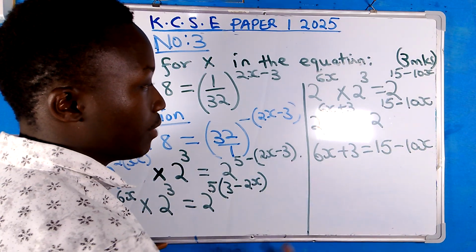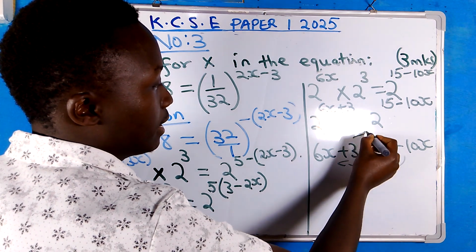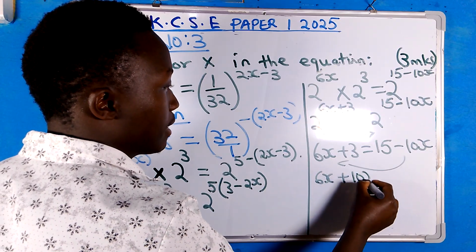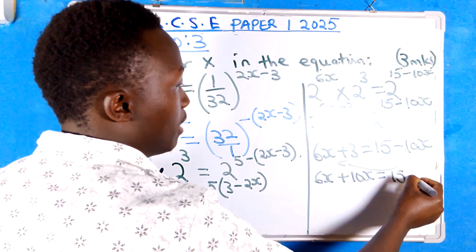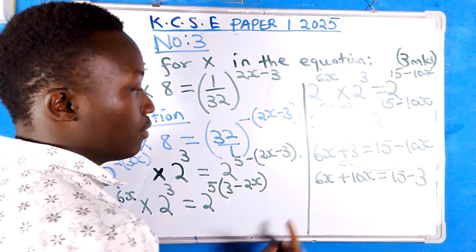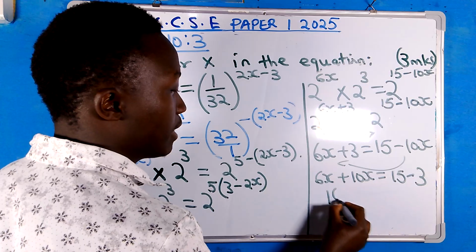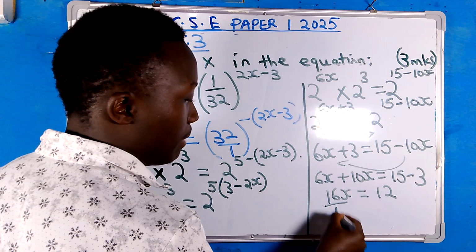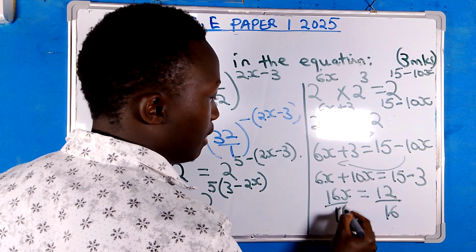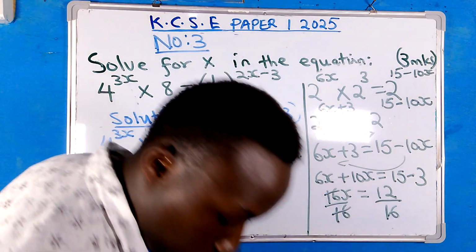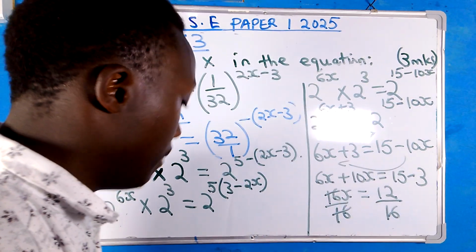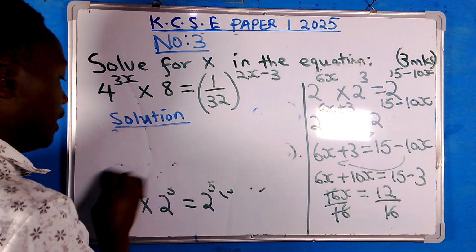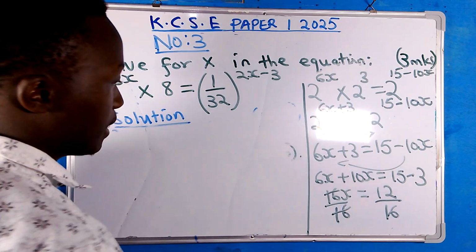So we put the like terms together. We bring this to this side and take that to the other side, and we have 6x plus 10x is equal to 15 minus 3. So 6x plus 10x will give us 16x is equal to 12. So we divide both sides by 16, and we will get our x as 12 over 16.